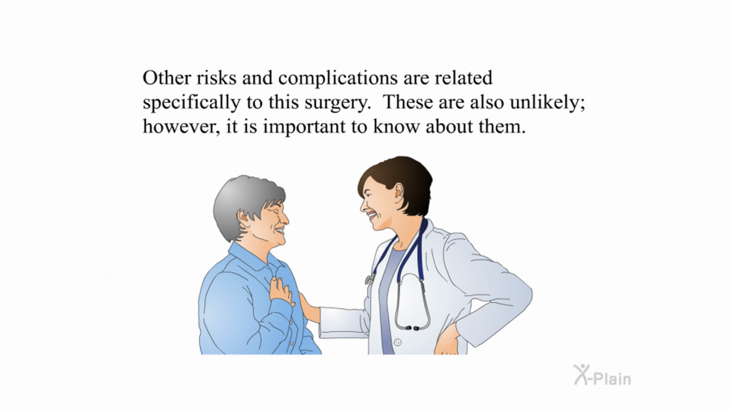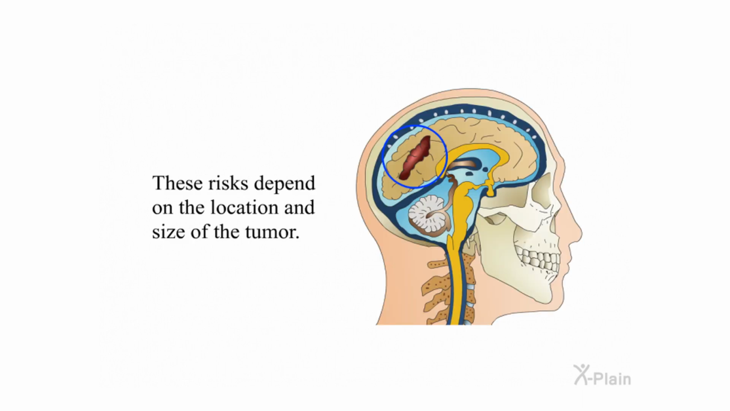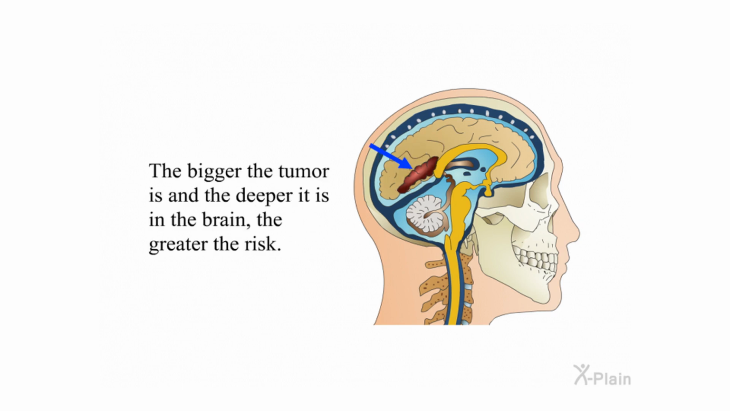Other risks and complications are related specifically to this surgery. These are also unlikely, however, it is important to know about them. There are risks that are typical of brain tumor operations. These risks depend on the location and size of the tumor. The bigger the tumor is and the deeper it is in the brain, the greater the risk.